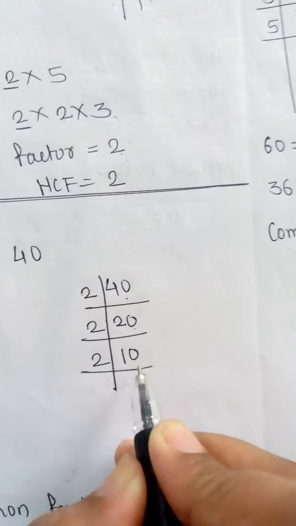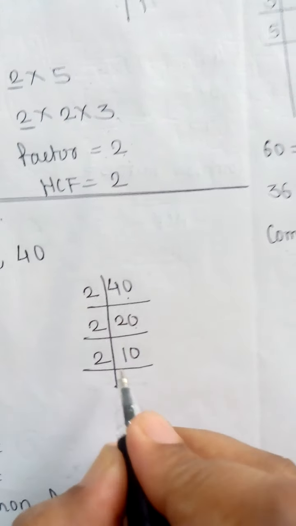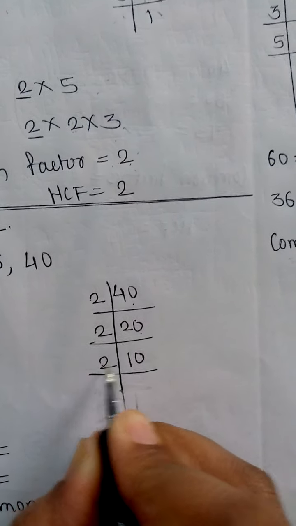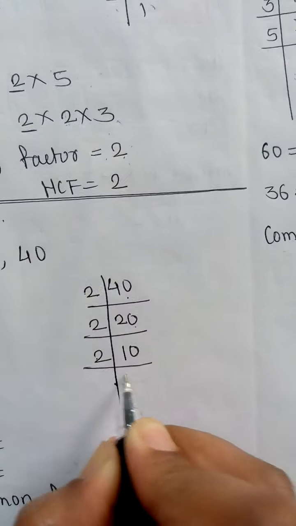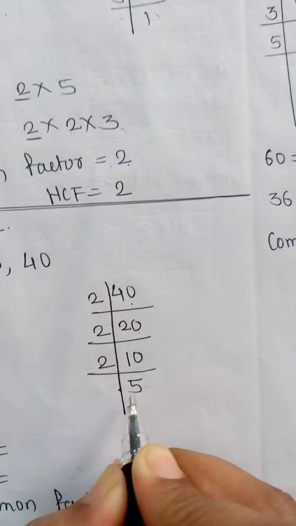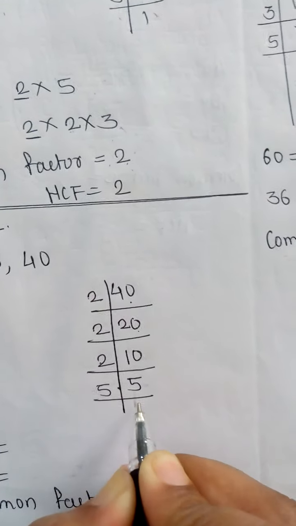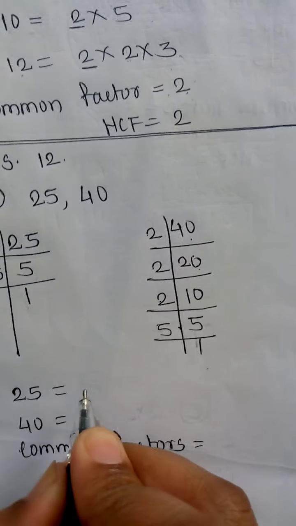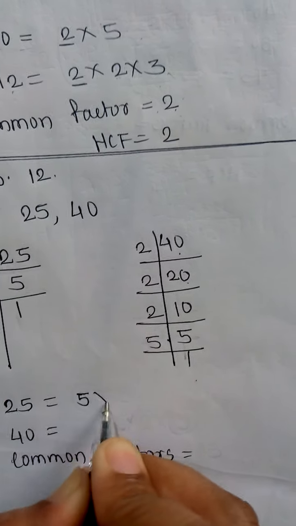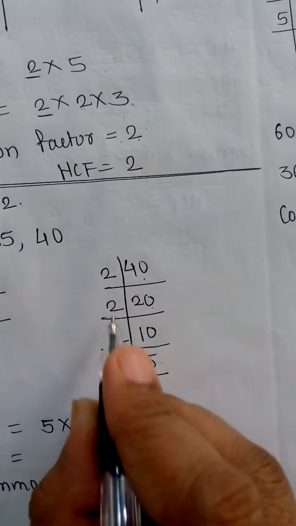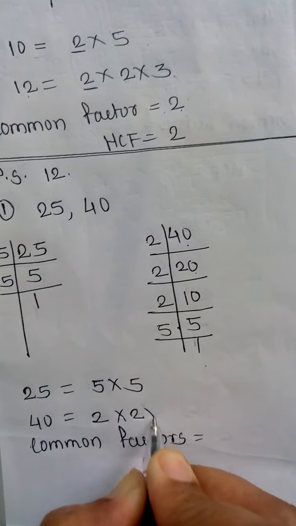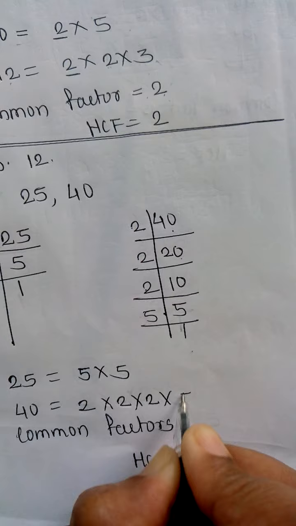Because why? Because in its place 0 is there. You have to use the divisibility test of 2 here. See, again it is divisible by 2. So 2 5s are 10 and 5 is a prime number. So 5 ones are 5. Now here you have to write all the prime factors of 25, which are 5 into 5. And the prime factors of 40 are 2 into 2 into 2 into 5.